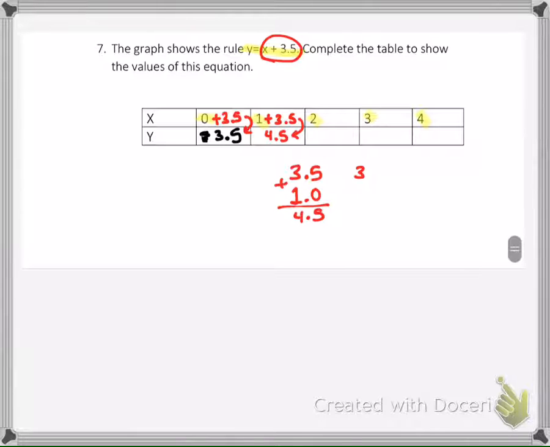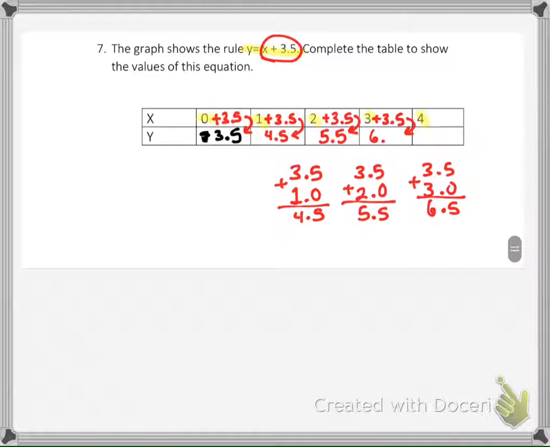Do the same thing for number 2. 3.5 plus 2, and you end up with 5.5. That's what you get when you add 2 plus 3.5. Do the same thing for 3. You're going to add 3.5 to the 3 to get your y value. 3.5, if you line it up correctly with the 0 behind the decimal on the whole number 3, then you can end up with the right answer, which is 6.5. And finally 4 plus 3.5, you'll end up with 7.5. So my answer would be 7.5.